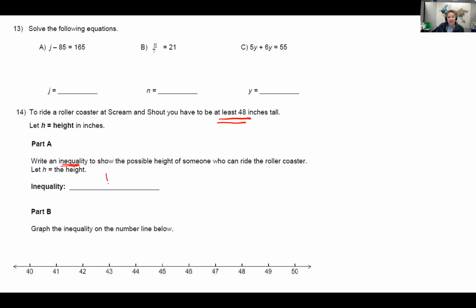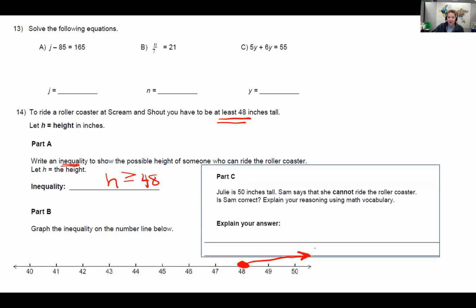So the height of the person must be at least, that means 48 inches or more than 48 inches. 48 or more. So then when I graph this inequality, I'm going to come to 48. I'm going to fill in my circle because you can be 48 inches tall or any height greater than 48. So I've just graphed my inequality.